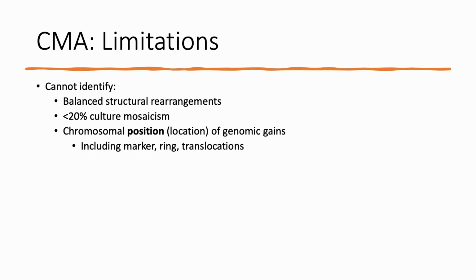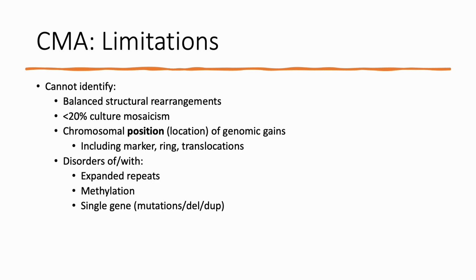CMA also falls short in pinpointing the exact chromosomal position or location of genomic gains. This limitation includes the inability to identify specific features associated with markers, rings, or certain translocations. Furthermore, CMA is unable to detect disorders associated with expanded repeats, like those involved in conditions such as Huntington's disease. Methylation disorders, which can play a significant role in conditions like Prader-Willi syndrome or Angelman syndrome, are also not identifiable through CMA. Lastly, CMA does not detect single gene mutations, deletions, or duplications.